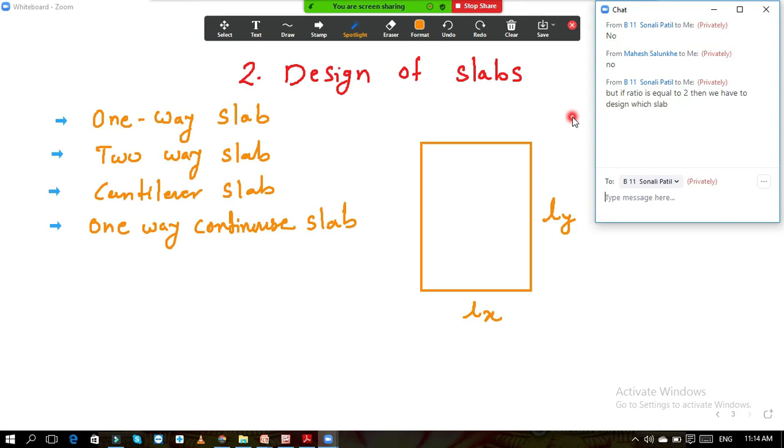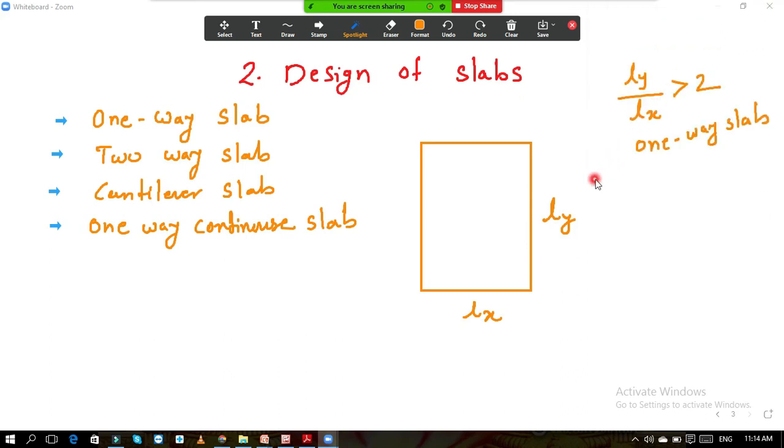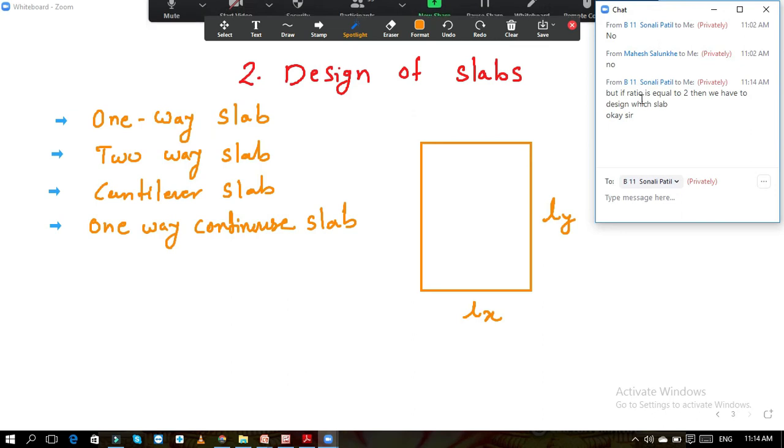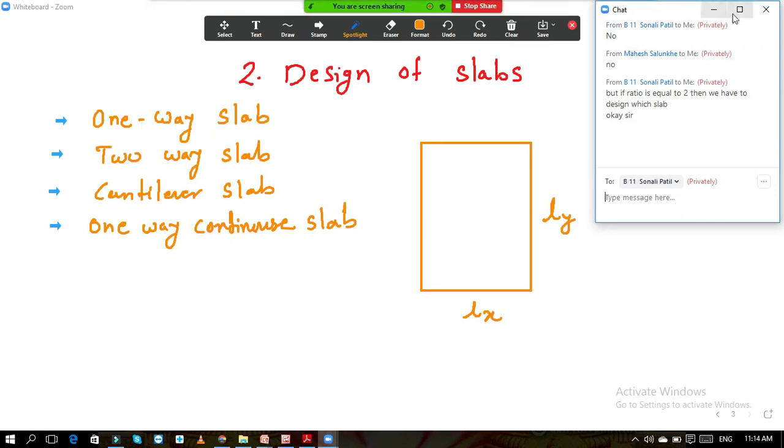But the question is, if the ratio is equal to 2, then which slab do we have to design? We will come to that point after this. So first understand whatever I am telling you, then I will tell you what we are going to do if the ratio is exactly 2.